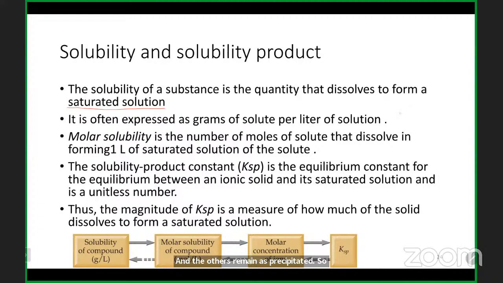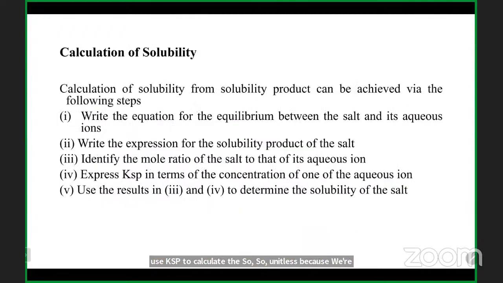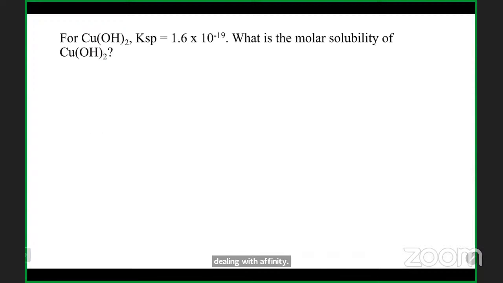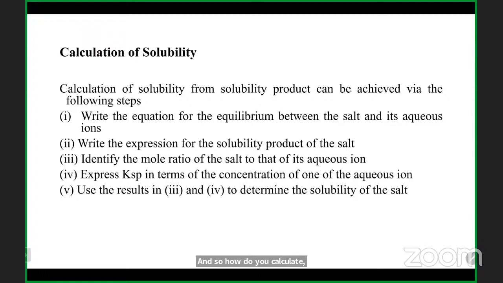Solubility is often expressed as mole or mole per liter or grams of the solute per liter. Anyway, we can use KSP to calculate the solubility of our solution. KSP is unitless because we're dealing with affinity. So how do you calculate solubility? You write the equation. Let's just work the example.